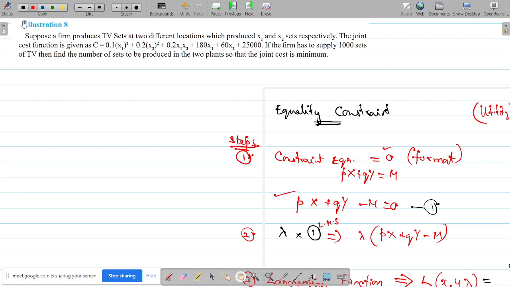So this is illustration 8, the last set with respect to the Lagrange's multiplier. Let me take you through the question. Suppose a firm produces TV sets at two different locations which produce x1 and x2 sets respectively. The joint cost function C is given to be this. If a firm has to supply 1000 sets, please make a note of this.